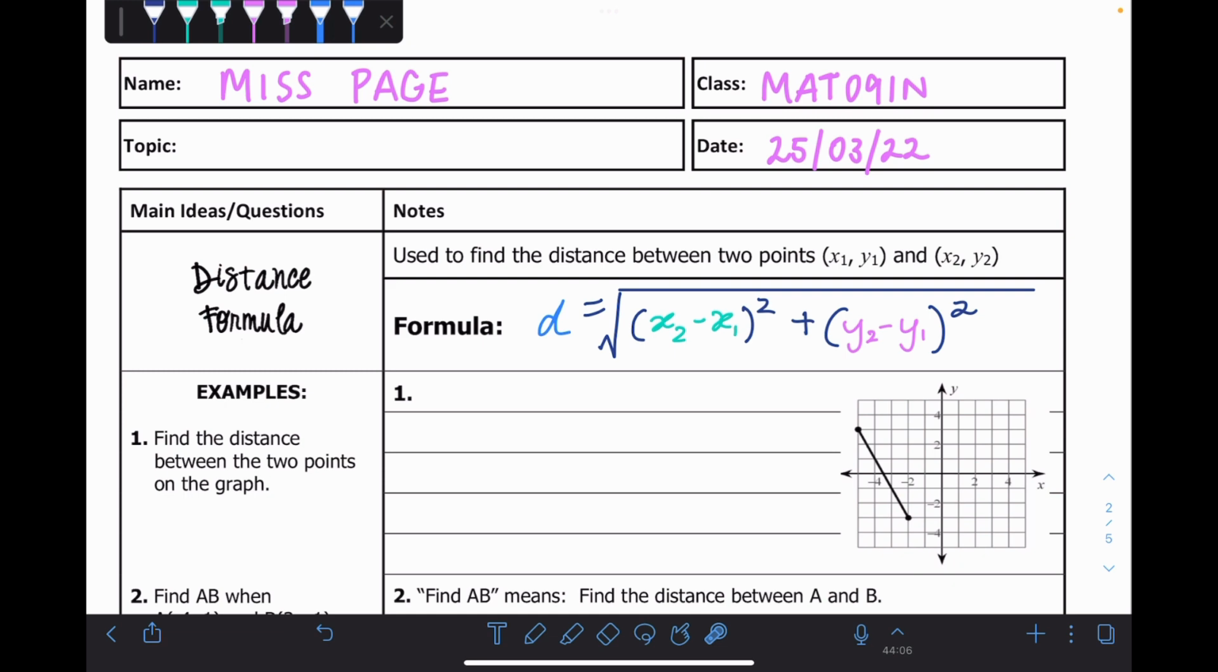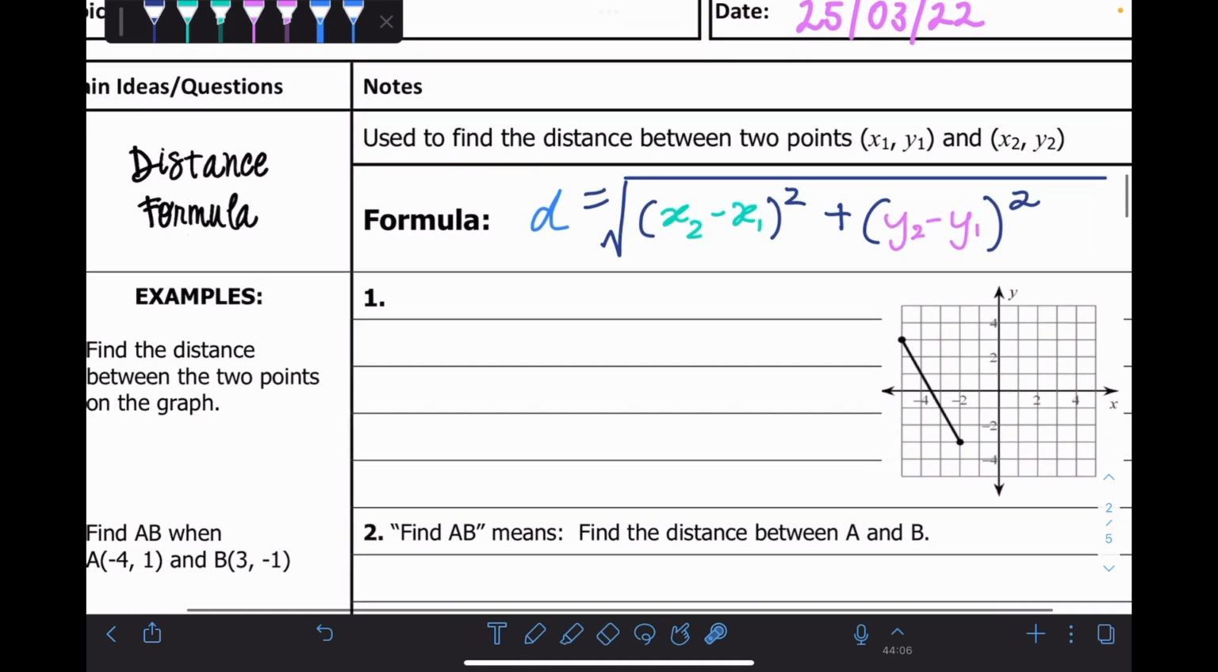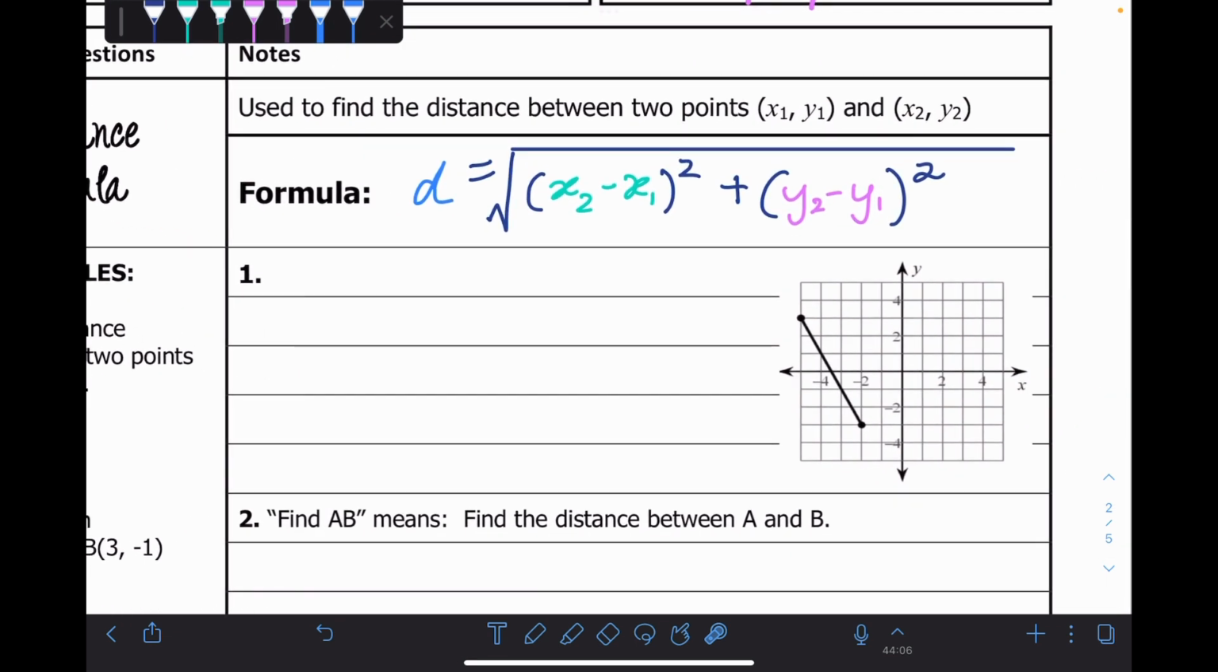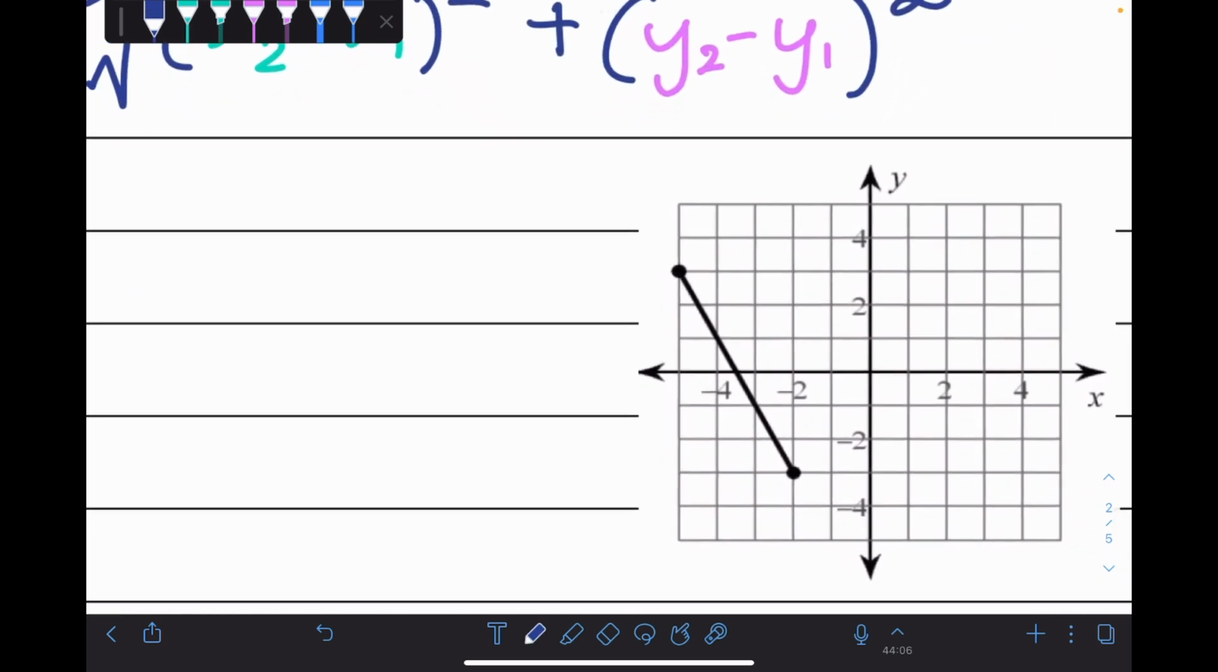Let's practice. So, examples. Question number 1. Find the distance between the 2 points on the graph. So, there's my little graph. Isn't it cute? Here are my 2 points. To be able to do that, I need to know what these points are. So, let's write this down. Let's look at our points. Let's look at these coordinate points.